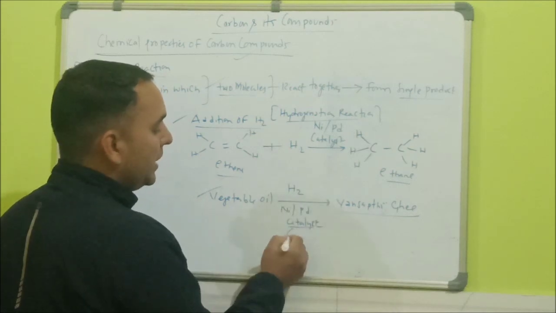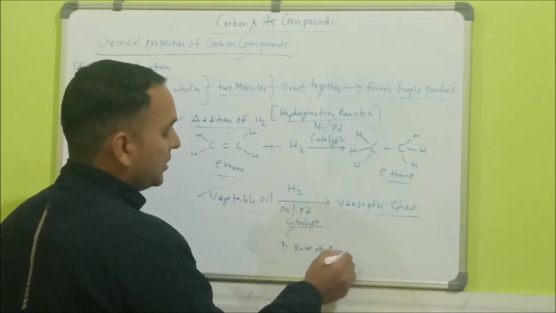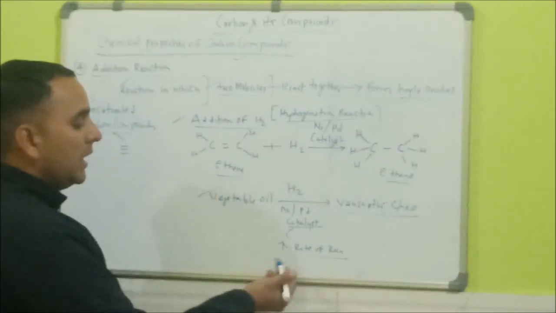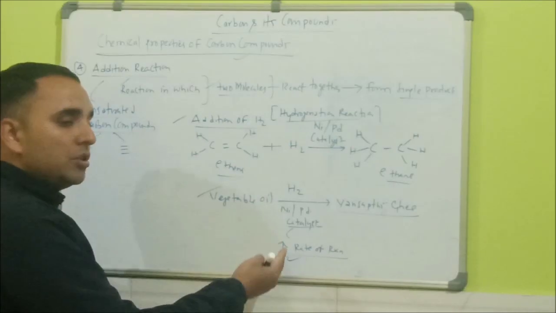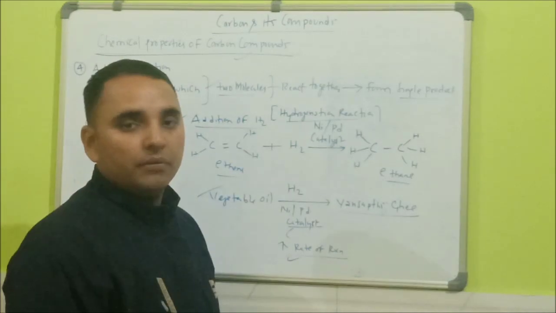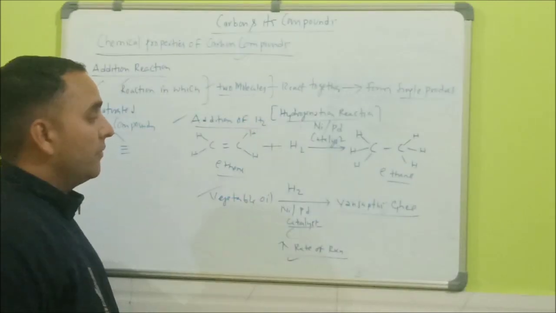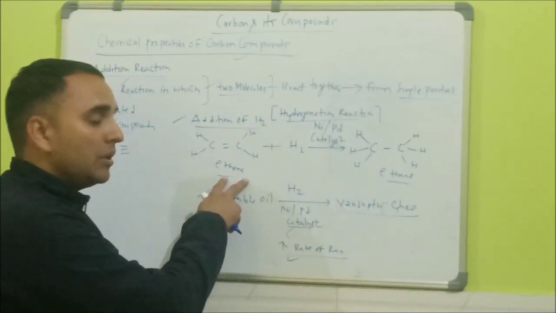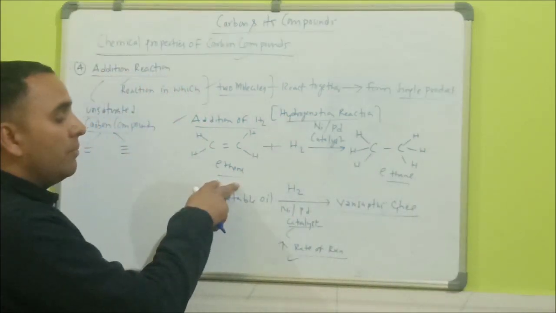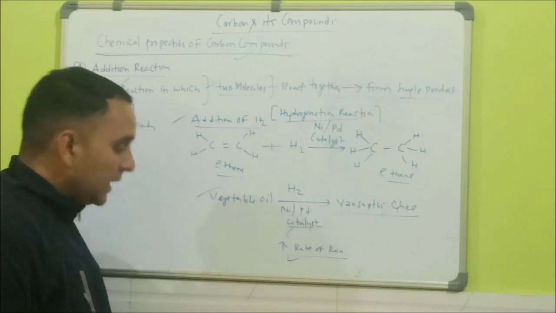Generally, the catalyst is used to speed up the rate of reaction without affecting the reactants and products, due to which the hydrogenation process goes fast and the vegetable oil is getting converted to vanaspati ghee. That is your application of addition reaction. We also come across that ethene is an unsaturated carbon compound and ethane is a saturated carbon compound. In this way, the unsaturated carbon compound is getting converted to saturated carbon compound. So let us go for the second example.